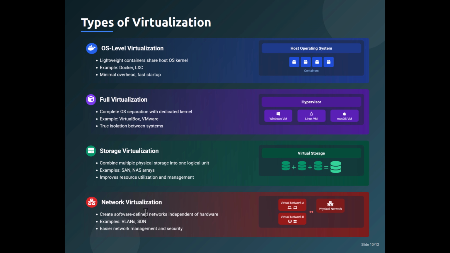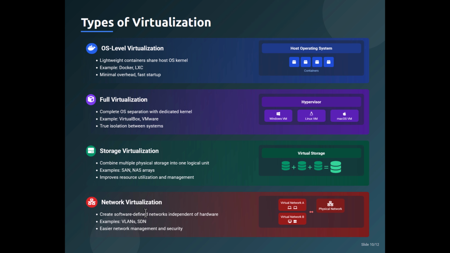Next is network virtualization. It creates a virtual network that operates independently from physical hardware. This makes it easier to manage and more secure. Example: VLAN, virtual LAN, and SDN, software defined networking.